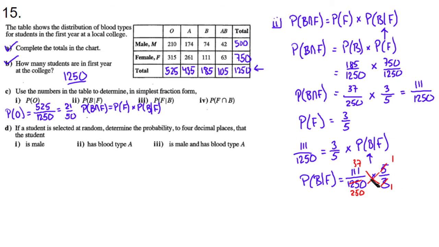All right, so now we can do that multiplication. And because we already simplified, it's going to be a little bit easier. The numbers are going to be smaller. So 37 times 1 is 37. 250 times 1 is 250. Okay, so this is the probability of blood type B given that it's a female.